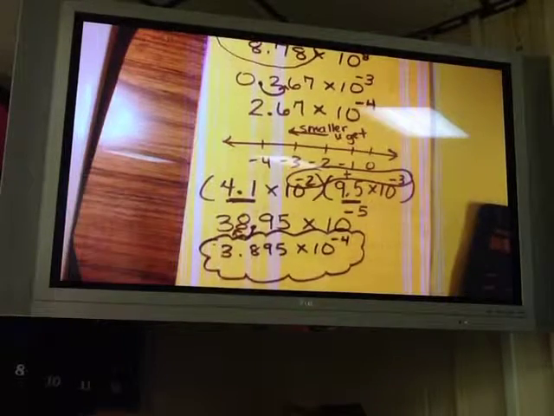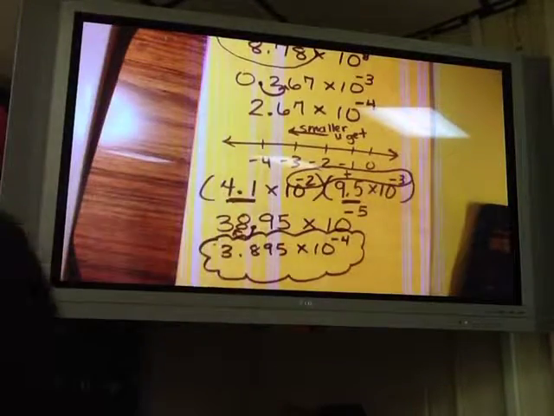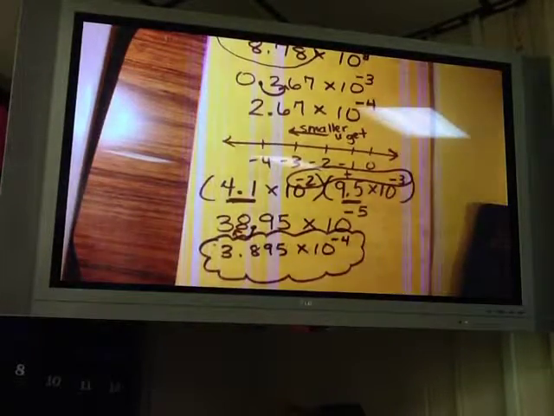What do you think? It's pretty simple. You just got to be careful with your negatives, okay? It's not bad.